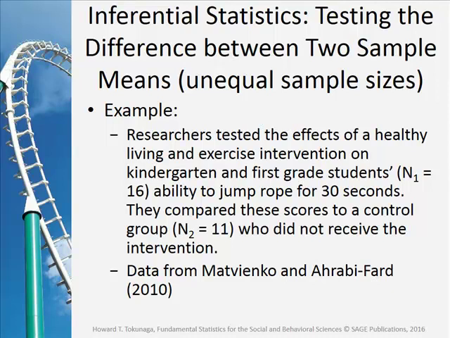All right. So the effects of exercise intervention on kindergarten and first grade students. So this is John territory. John's in kindergarten. And his ability to jump rope for 30 seconds. Lazy kid will not be jumping rope for 30 seconds, trust me. Unless it's jumping off the couch onto something, because he won't stop jumping off the couch. Compared these to a control group who did not receive the intervention.